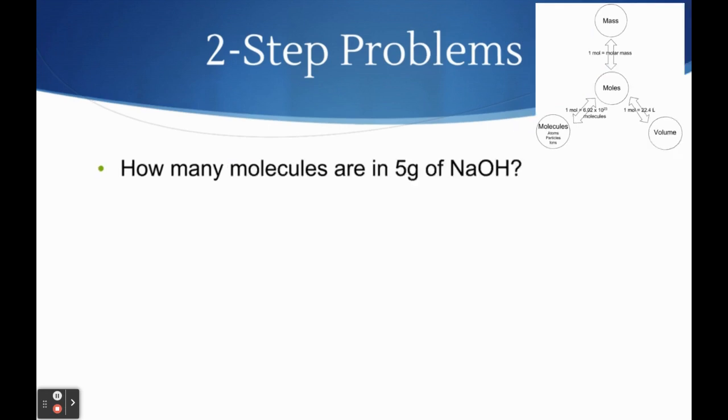Example number 3 says how many molecules are in 5 grams of NaOH. Underline your given information, which is 5 grams of NaOH, and put a box around what you're looking for, which is molecules. So again, this time we're starting up at mass, and we want to get to molecules. So step 1 is to convert to moles. Then step 2 will be to convert to molecules.